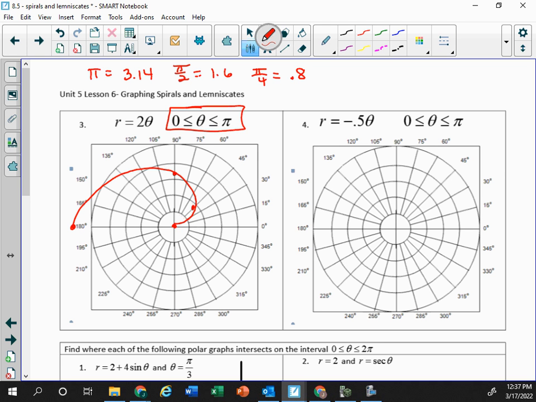All right, so number 4, same idea, except now instead of doubling everything, you're cutting it in half and making it negative. So let me make you a little chart just to make sure we see it. So 0, 0, we still start there. That's easy. When I plug in pi over 4, what do I get for the r value? Negative 0.4, right? You normally get 0.8, we're taking negative a half of that, so negative 0.4.